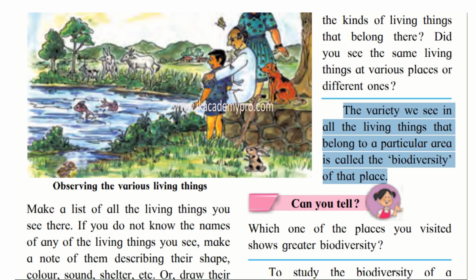What does biodiversity mean? This is an important point. Do remember it, and read it again and again. What is biodiversity? Biodiversity means the variety. What is variety? The different kinds of things. And here we are looking at bio. Bio means living. Diversity means the different kinds of living things that we see in a particular place. So that is called the biodiversity of that place. Got it? This is an important point, so read it again and again and try to remember it.